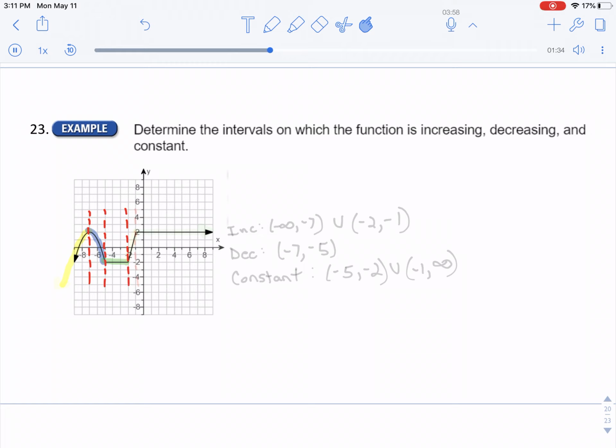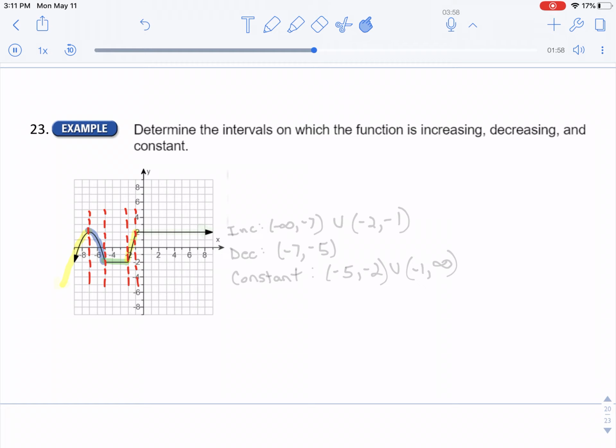And then what happens next is that I'm increasing again. So from -2 to -1, this function is increasing. And then starting at -1, this function is constant. And it's constant to infinity.